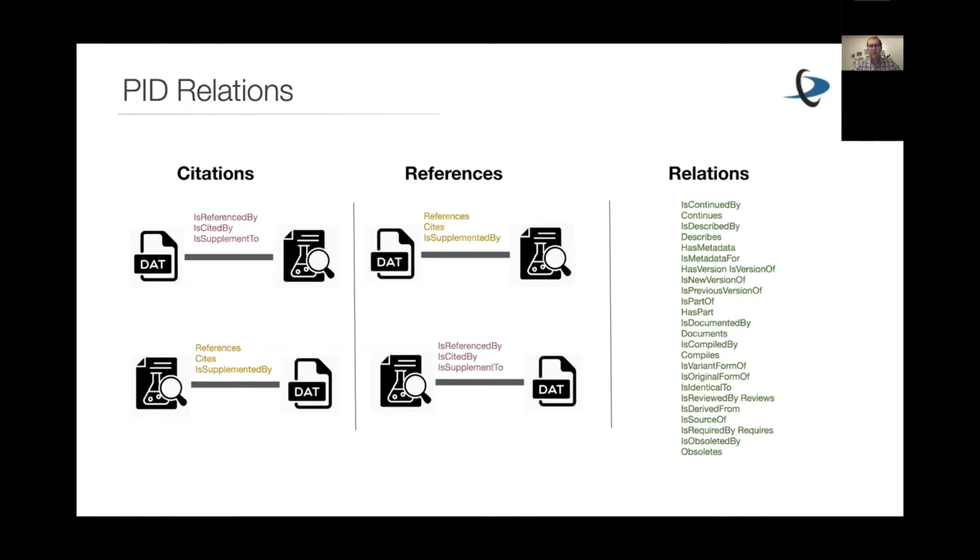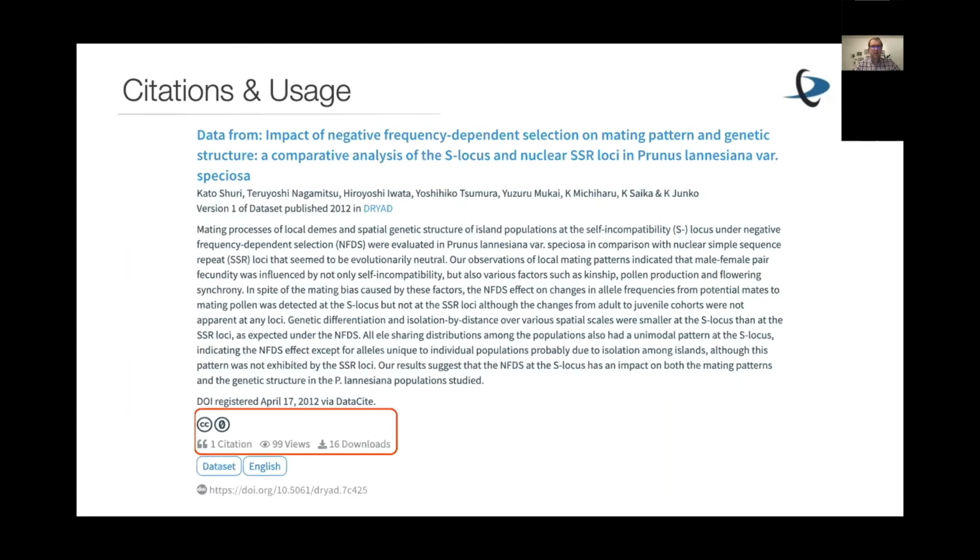And these are really important because not only are we able to then identify relationships between different objects, but we also understand the nature of that relationship between those objects to deduce more information from the PID Graph. So one thing that we have done is now being able to identify citations and usage. So in addition to looking at the relationships, we are also able to collect views and downloads and usage of the information on particular objects.